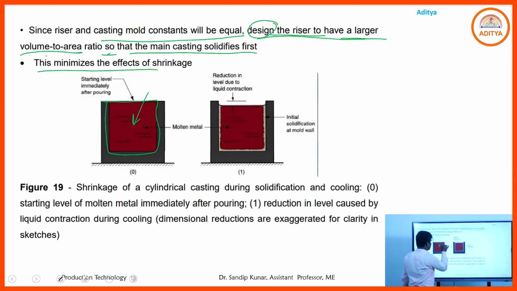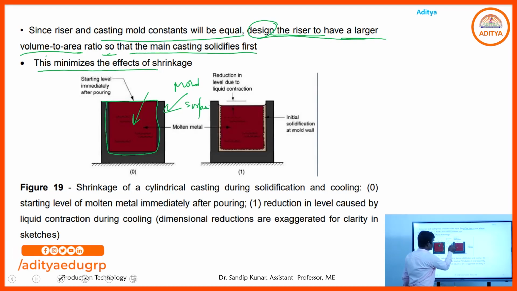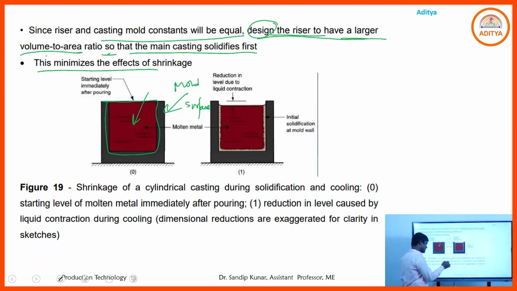That is the pouring molten metal, and that is the mold surface. Then the reduction in level: after solidification, we have seen the starting level of the molten metal immediately after pouring, and the reduction in level is caused by the liquid contraction during cooling. After cooling, the level is reduced from the starting level, so due to liquid contraction, the level drops.